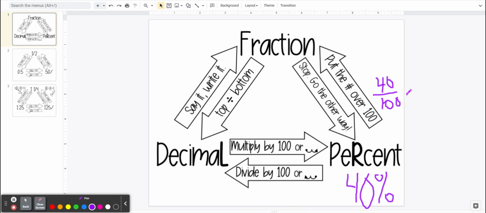Then I can simplify. I can simplify by 10 because they both end with 0. So if I divide 40 by 10, I get 4. And if I divide 100 by 10, I get 10. I can simplify again. They are both even numbers, so they're divisible by 2. 4 divided by 2 is 2, and 10 divided by 2 is 5. So 2/5 should be our fraction. I'm going to also go this way and then this way just to make sure we still get 2/5.